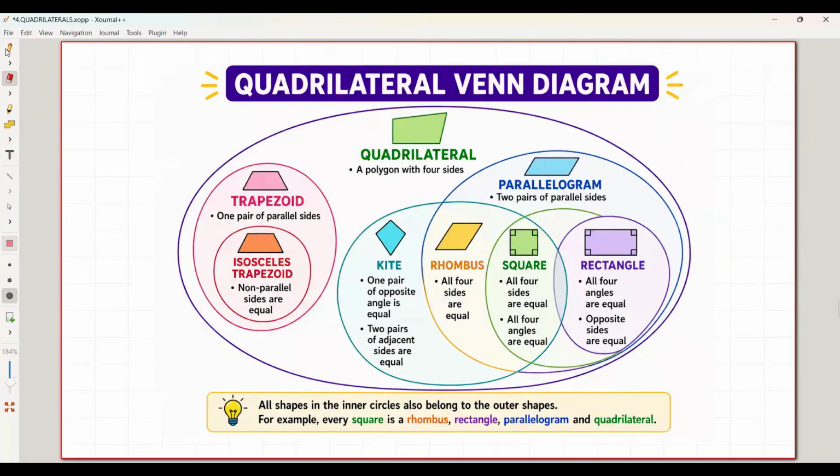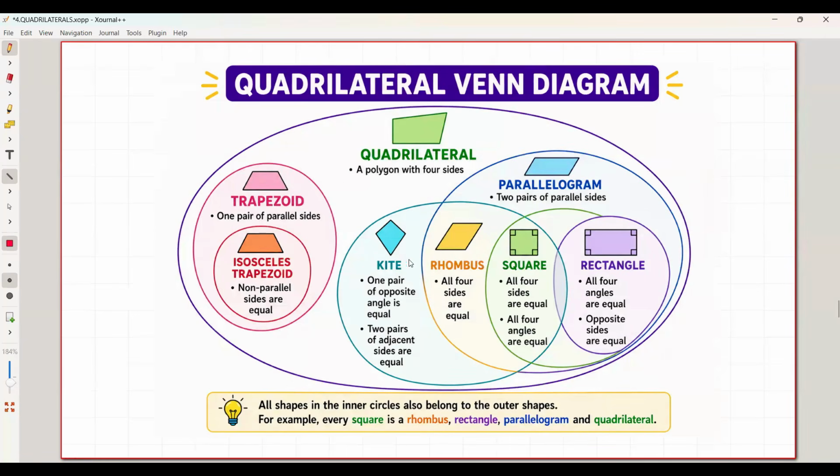Now this one is a quadrilateral Venn diagram. A quadrilateral is a polygon with four sides. Under the quadrilateral we have all these shapes: parallelogram, rectangle, square, rhombus, kite, and trapezoid or trapezium. Under the parallelogram, we have rectangle, square, and rhombus. They are all still called a parallelogram because these shapes satisfy the property of a parallelogram.